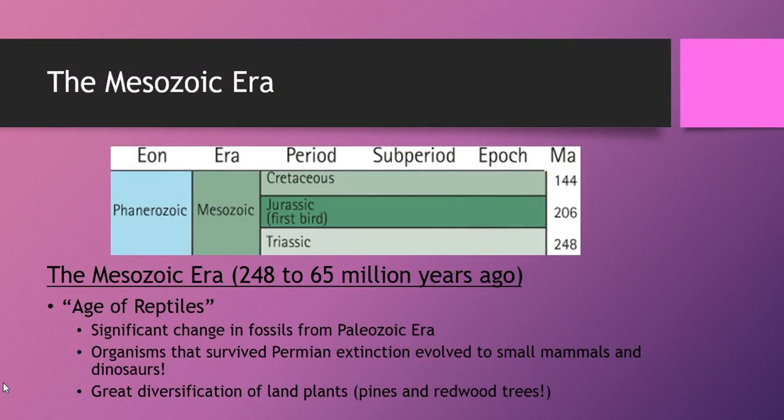There's a significant change in the fossils from the Paleozoic Era as compared to the Mesozoic Era. That's following the Permian extinction. Organisms that survived included things like small mammals and dinosaurs. The Mesozoic Era also saw a great diversification of land plants. This is where pine trees and redwood trees first appeared.